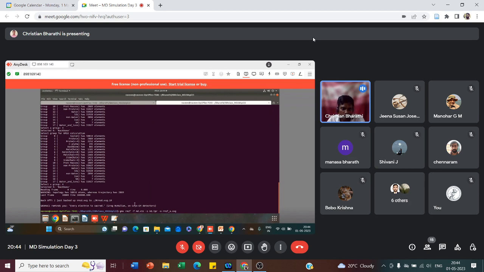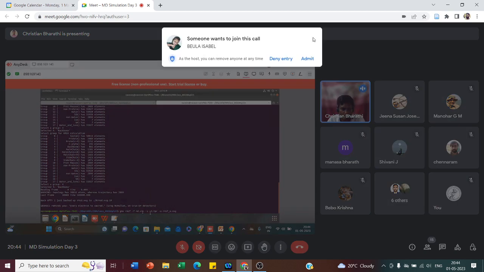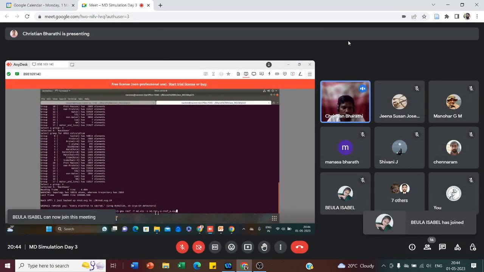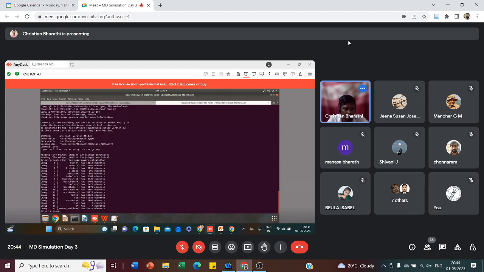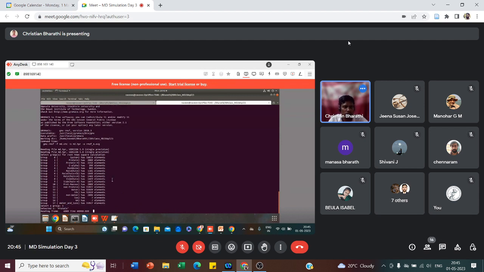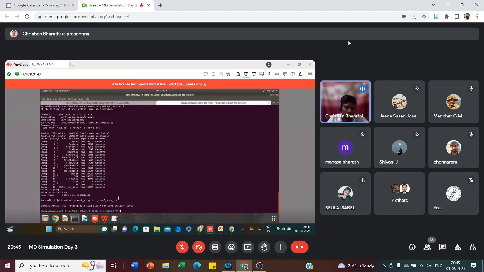Next is RMSF. So it will do the RMSF calculation from the same input files. And here it gives for all atoms, since we didn't define anything. So I'm selecting protein for RMSF. Okay. So it calculates the root mean square fluctuation of each and every atom.